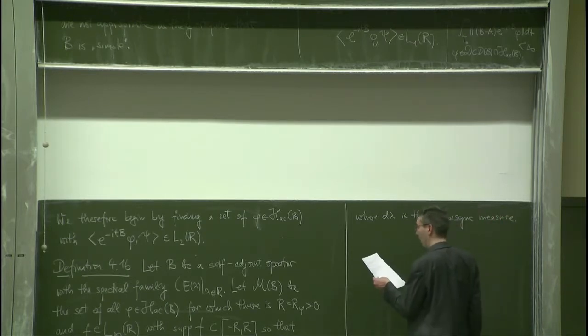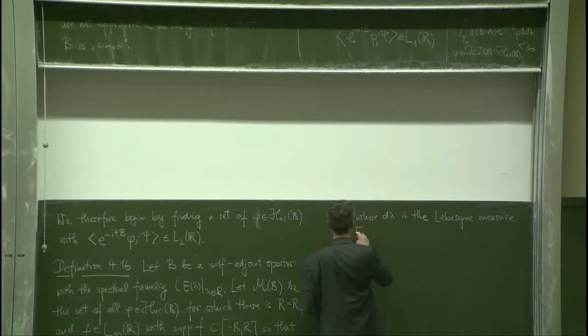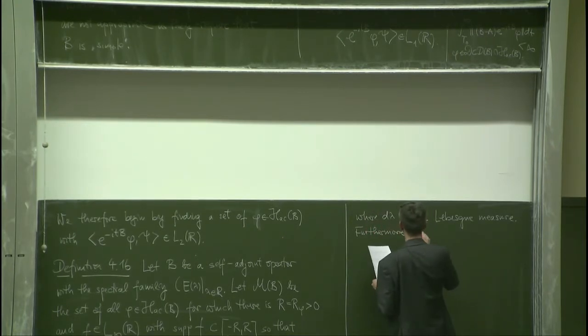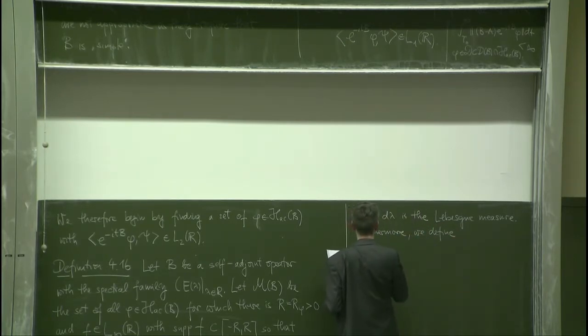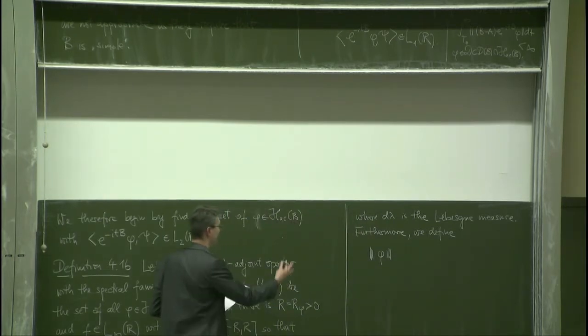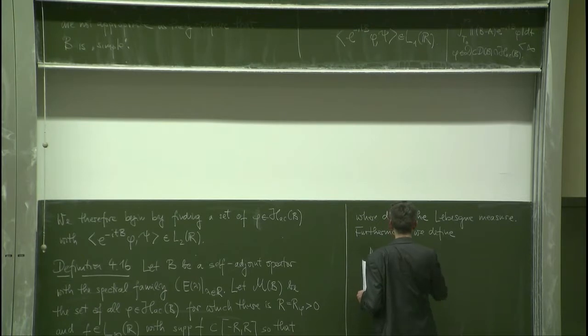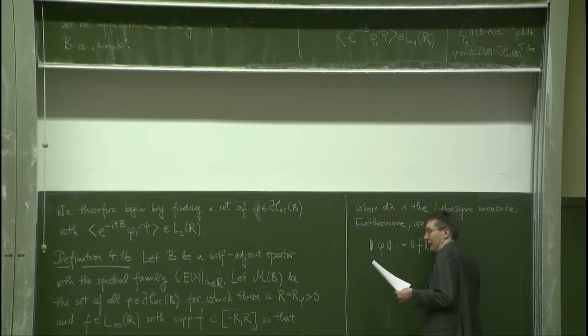And furthermore, we define the norm of phi, and this is a new norm, so I denote it like this. This is defined simply as the infinity norm of f for any phi in M.